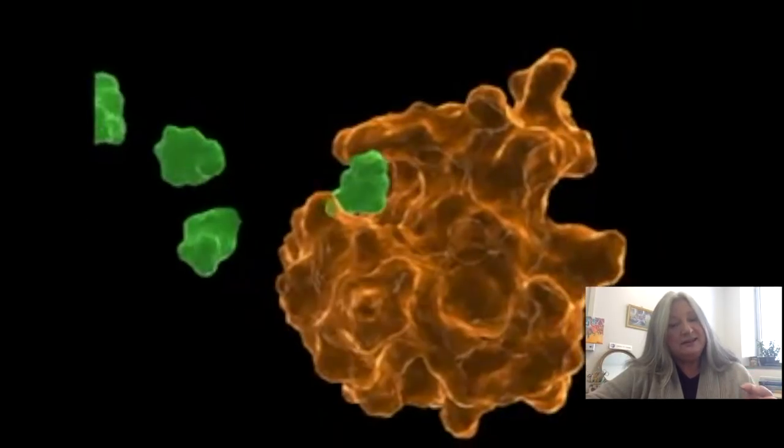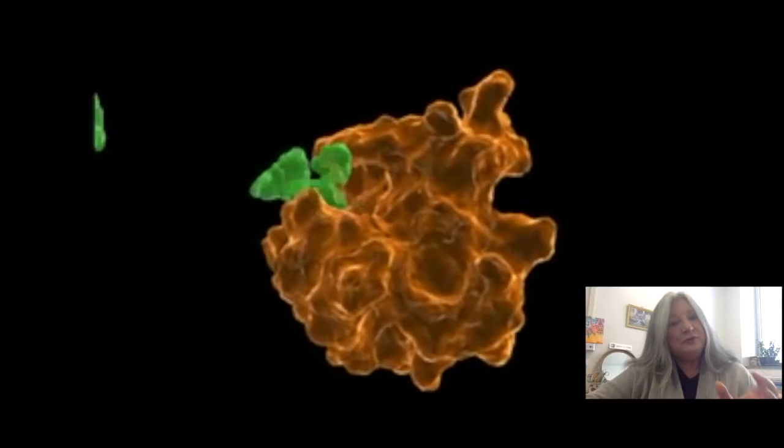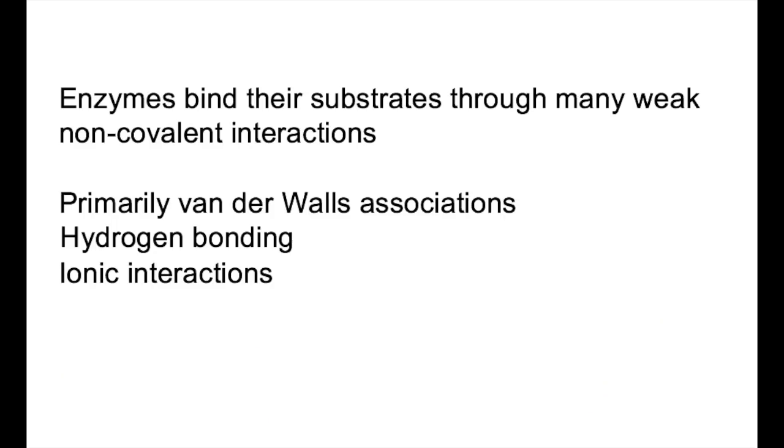Enzymes recognize their substrates through complementarity of three-dimensional structures. So, an enzyme and its substrate will fit together. Enzymes bind to their substrates through many weak non-covalent interactions. Generally, these are van der Waals associations in large part, although there might be other electrostatic interactions that are found, such as ionic bonds or hydrogen bonding.